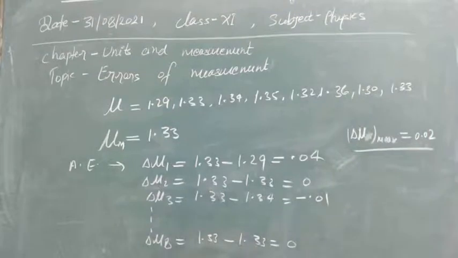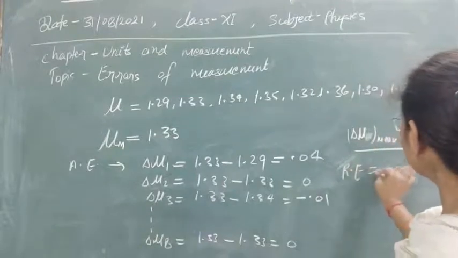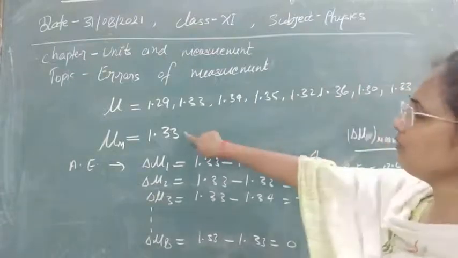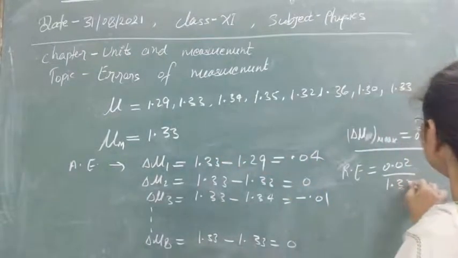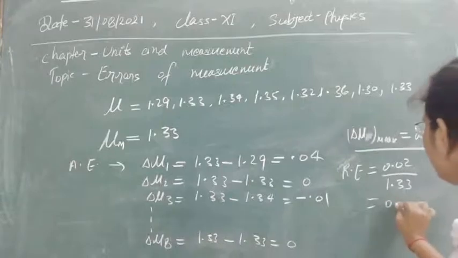The last one we have to calculate is the relative error. So what is relative error? Relative error is the mean absolute error divided by the mean value, that is 1.82. If you solve this, its value is obtained as 0.02.